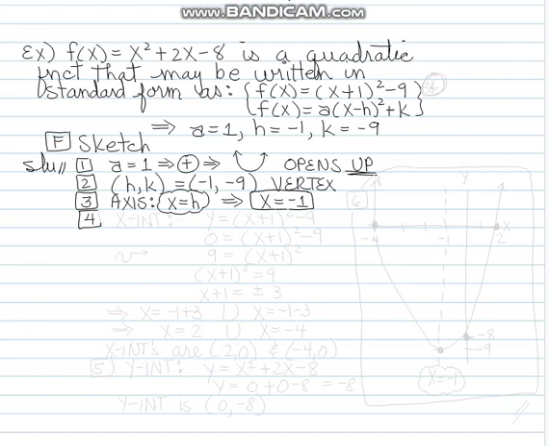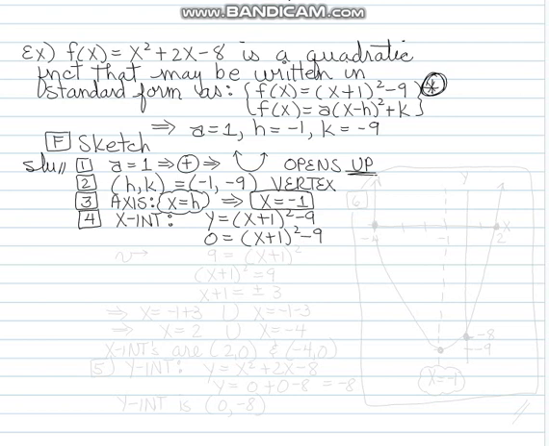Step 4, let's find our x-intercepts. We let y equal 0 to find the x-intercept in the given equation. Now, let's go ahead and use this form of the equation, the standard form. We can always go back and use this other form at the top. But for this one, let's use the standard form. y equals (x plus 1) squared minus 9. Let y equal 0 because we're looking for the x-intercept. We always let the opposite variable equal 0.